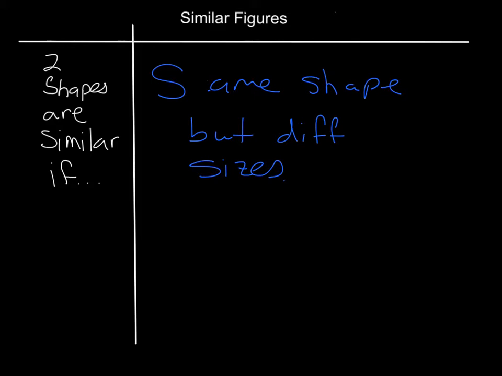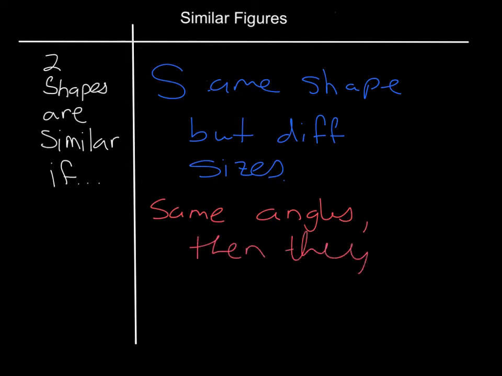The other way you can look at it is by looking at their angles. If two shapes have the same angles, then they are similar. So there's two different ways. One is kind of simple, the same shape but different sizes, and then one is if they have the same angles, then they are similar. Okay, so there we go. There's a little basic definition of what similar figures are. Now we're going to take a look at using some of them.